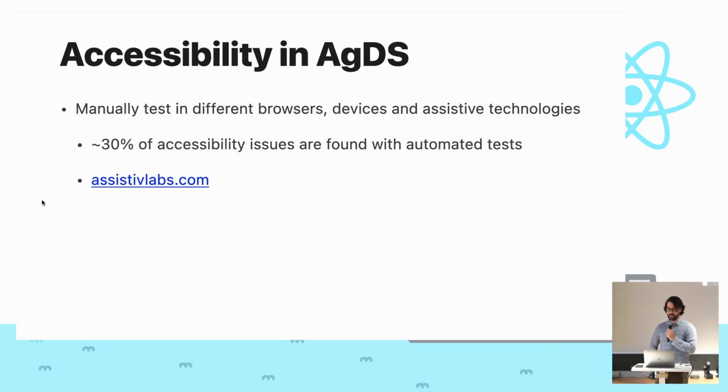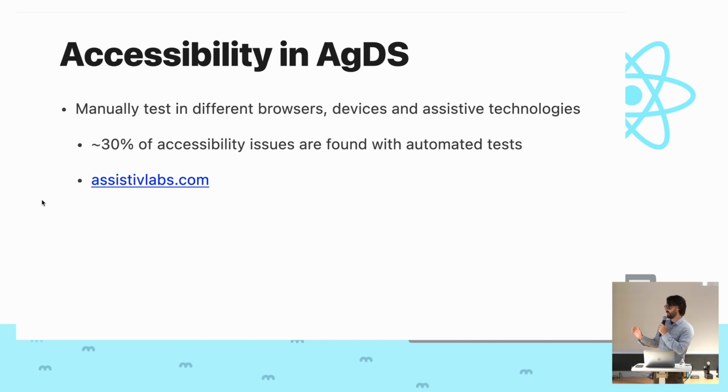Another thing that we do is we make sure to manually test in as many different browsers and assistive technologies as possible. I know as engineers we love to automate as much as possible, but unfortunately there are just so many issues that aren't captured in automated testing. WCAG published an article saying that only something like 30% of accessibility issues can be captured with automated tests. So there's just no way around doing manual testing. So we try and do a bunch of different manual testing with every code change or design change.